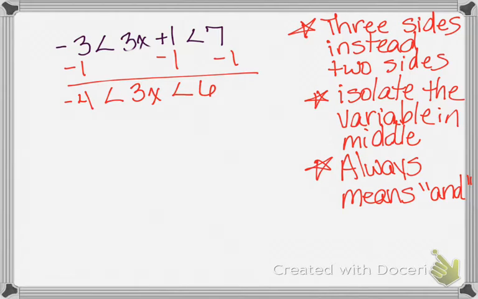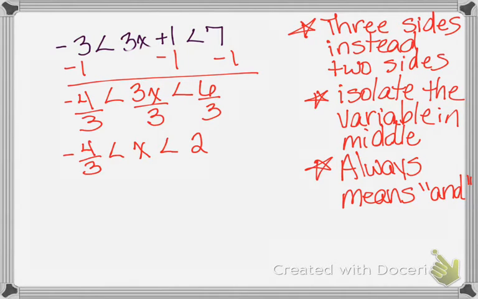Okay. Want to get the x by itself in the middle. So I'm going to divide by 3 in the middle. And if I divide by 3 in the middle, I have to divide by 3 everywhere. Okay? So my answer is negative 4/3 is less than x is less than 2.